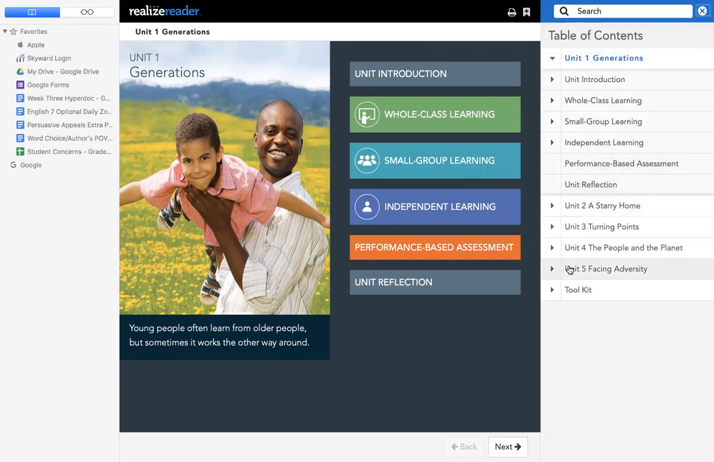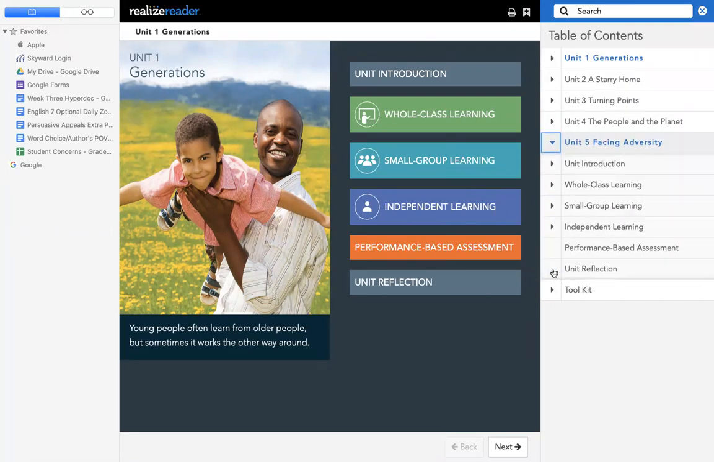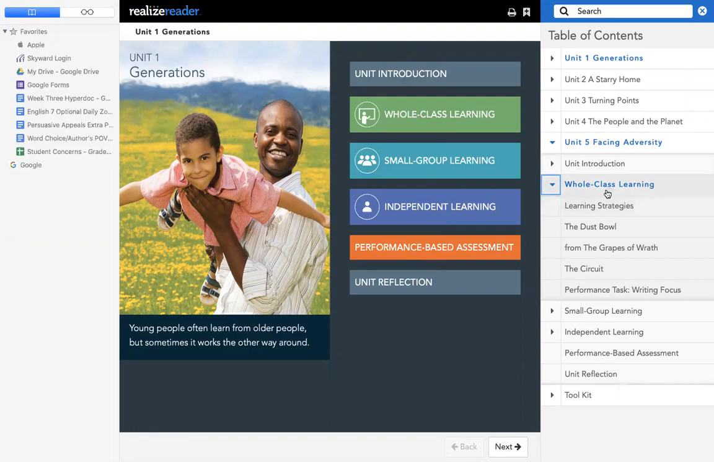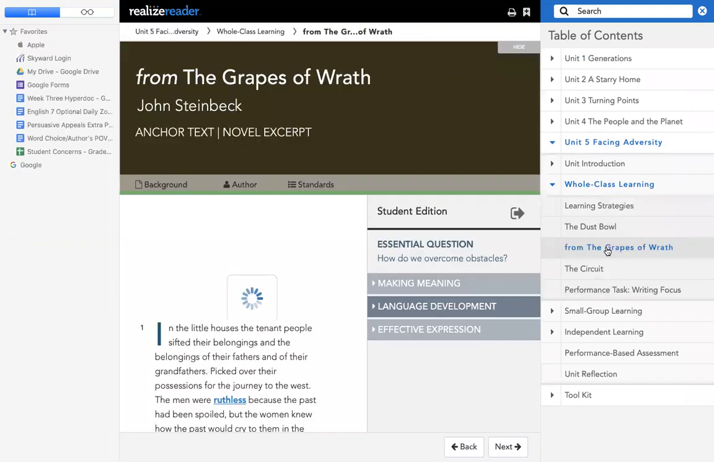And we are officially on our last unit right now, which is Facing Adversity. So you're going to expand Unit 5 and go to Whole Class Learning. And there you're going to see some of the things we've been doing recently. You got your Dust Bowl video, and here is Grapes of Wrath, which is what we're reading right now. All right, so we got that all ready to go.